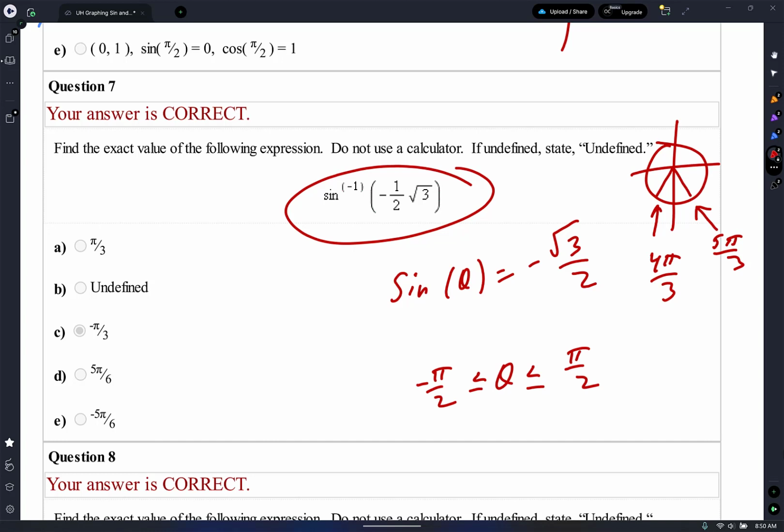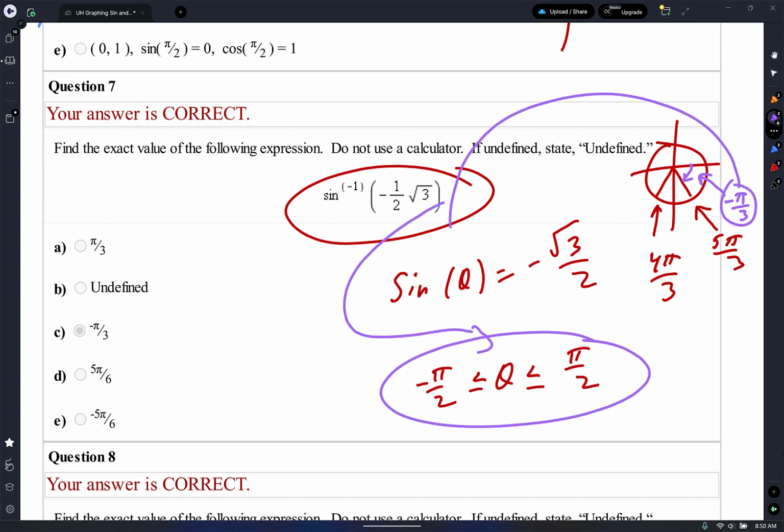So how do I get another answer? Well, I can do this, guys. You can go clockwise. And if I go clockwise, that is negative pi over 3. And negative pi over 3 is in the domain between negative pi over 2 and pi over 2. Do you see how we did it, guys? Sometimes you will see 4 pi over 3 and 5 pi over 3. I think question 8 has an answer, and I'll tell you where to look if it's sine or cosine.